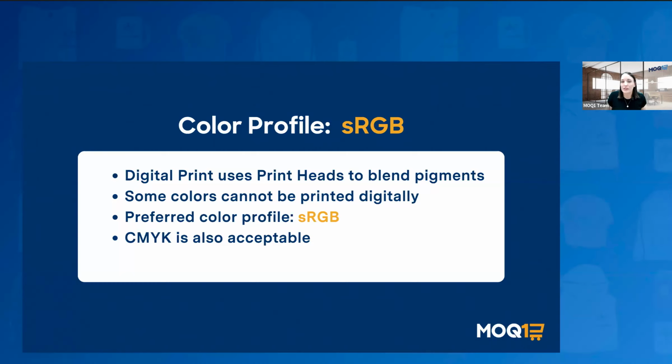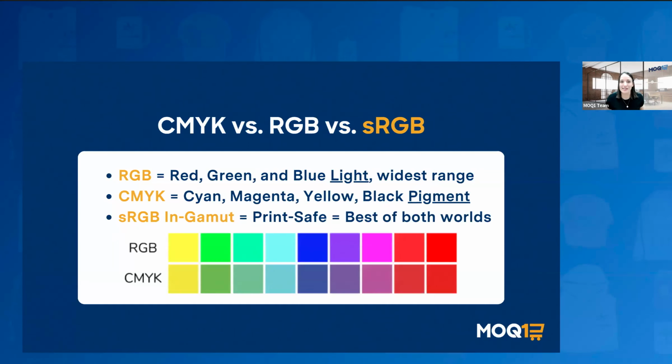Designs that are being uploaded to MOQ1 will be printed digitally, which again means they should be created using in-gamut sRGB colors or CMYK colors. But what's the difference? Put simply, RGB colors are from a wider color spectrum than CMYK colors. RGB colors use light to create their vibrancy, so they're not always achievable in print. CMYK colors, on the other hand, are always achievable in print, but may appear more muted on screen.